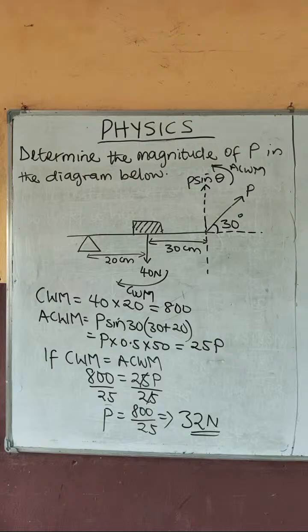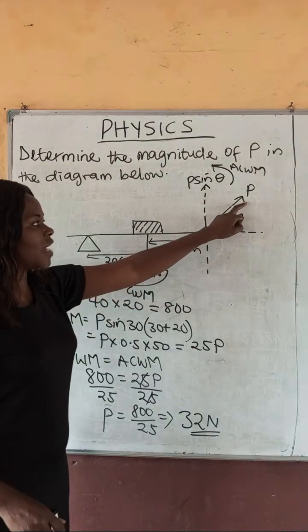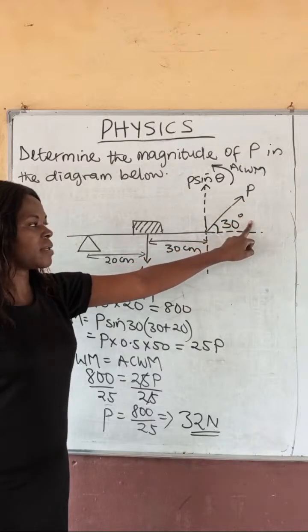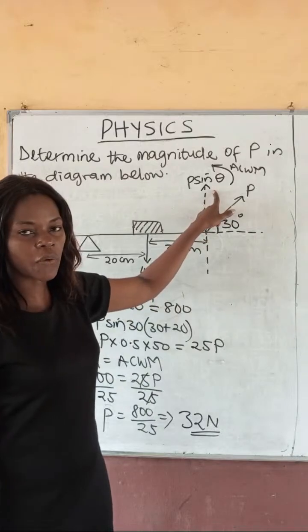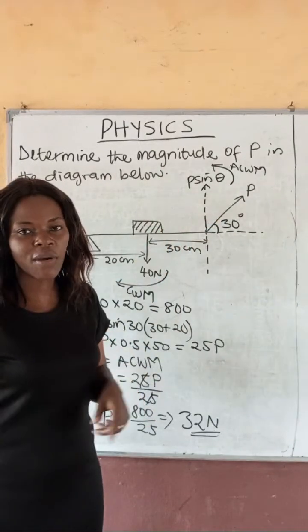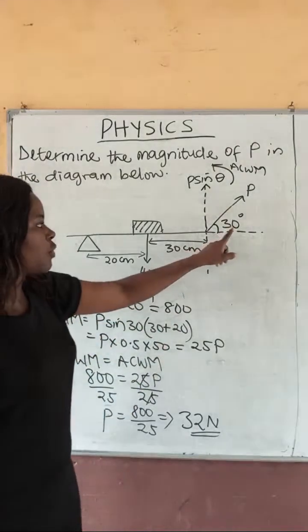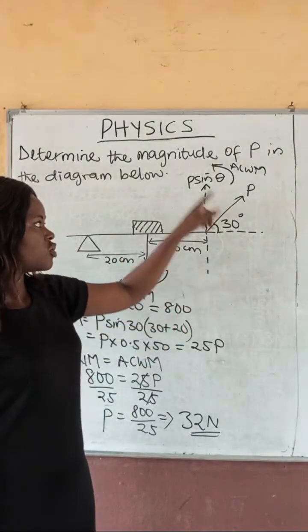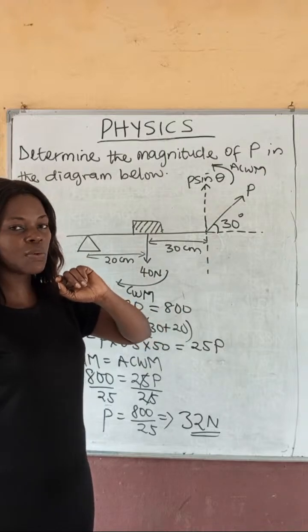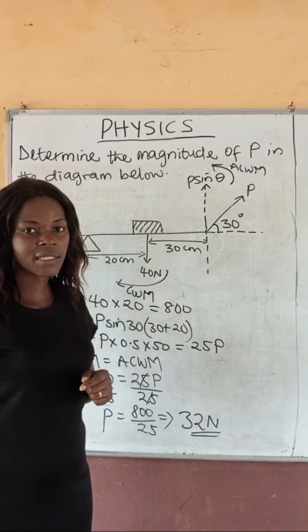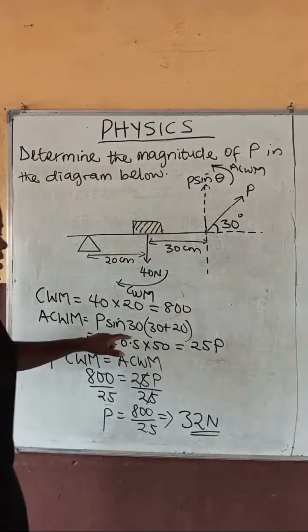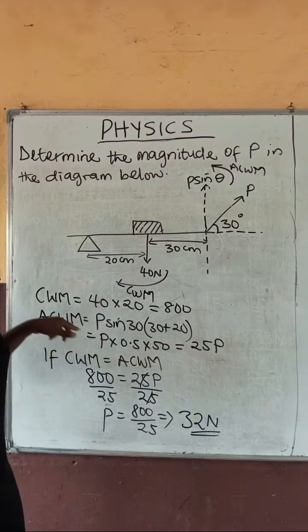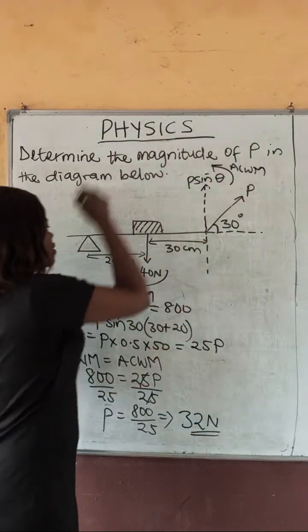Okay, let me explain for Blossom. Look at this. They gave us this P and they gave us the angle of incline. And we need to resolve it to the vertical component so that we can take it as anti-clockwise moments. Remember scalars and vectors. To resolve a vertical component, it is P sine theta. Then that is P sine theta, and theta is 30. That is anti-clockwise moment because it's going from here to the pivot.